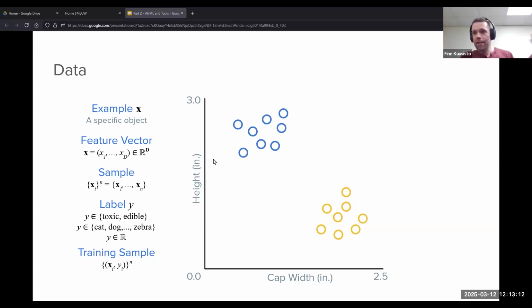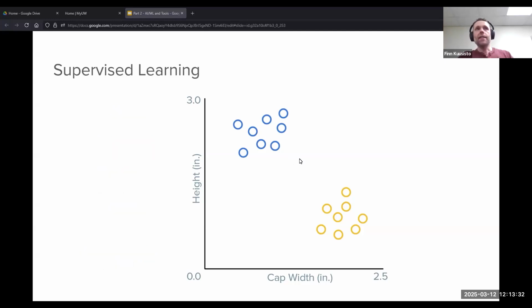Well, I have to do some experimentation to try to get that label. But then I have an extra dimension here represented by color. Some of these mushrooms are toxic, some of them are non-toxic. And then I would say a training sample, so not just a sample, but a training sample, is a set of examples that also have labels associated with them.